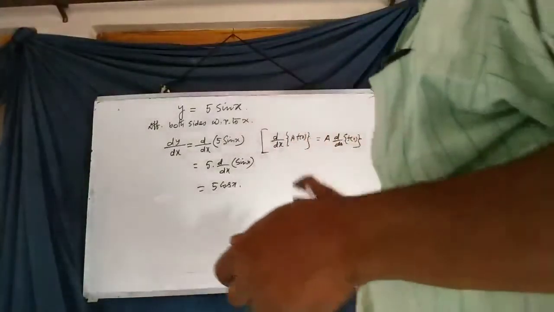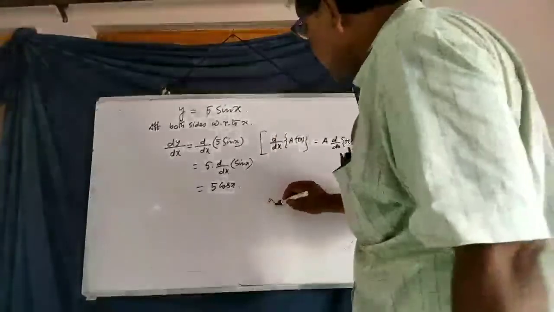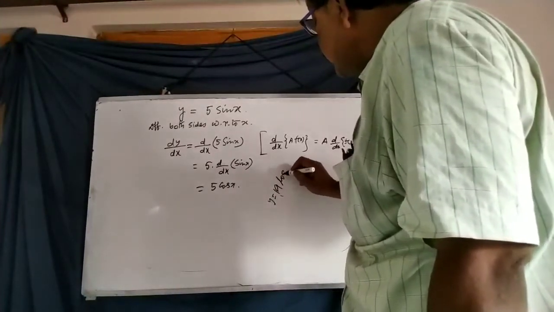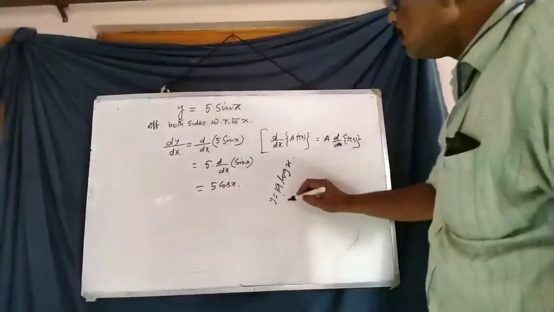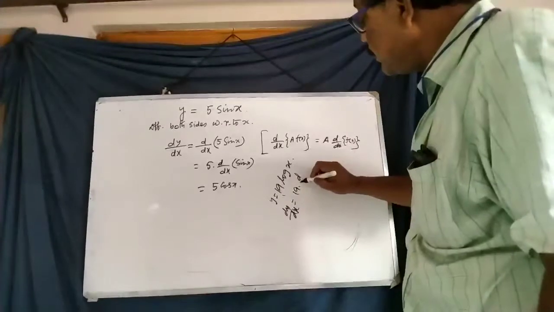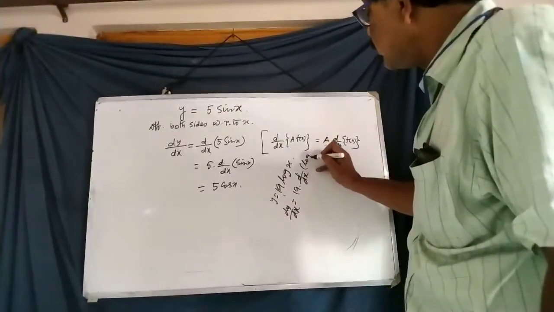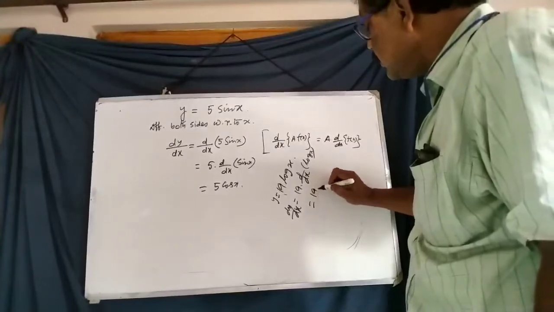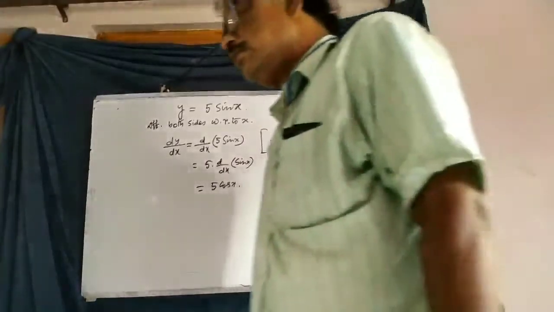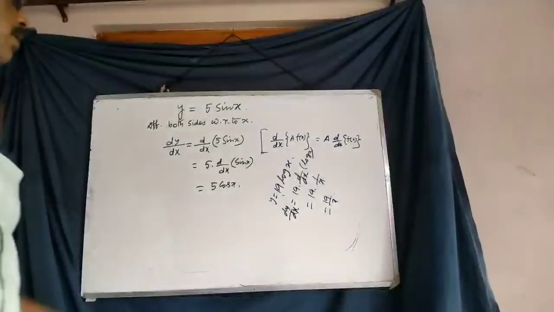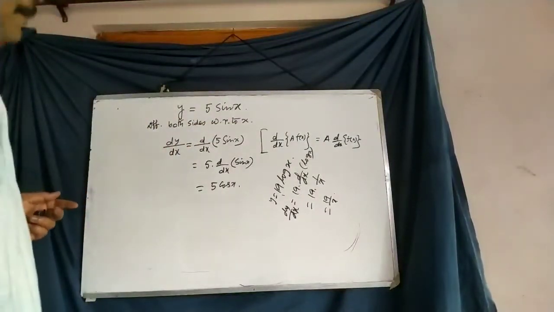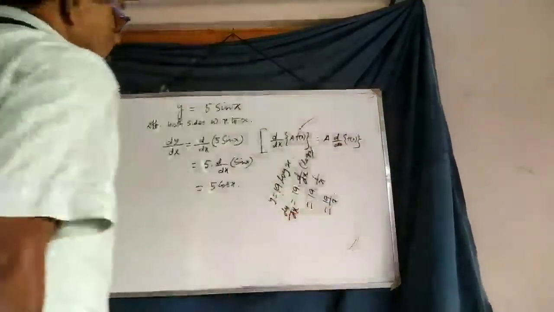So you can apply this rule in different functions, just like y is equal to 19 log x. dy/dx equals 19 into d/dx of log x. Result is 19 into 1 by x, which is equal to 19 by x. Therefore, by these 2 examples, we understand the applications of the first theorem or first rule in calculus.